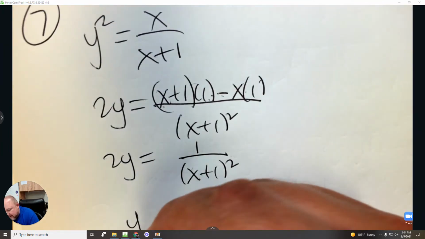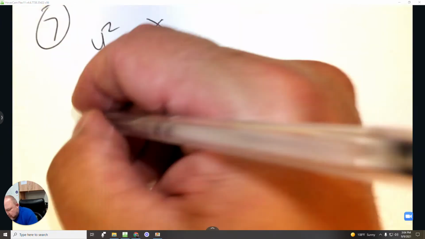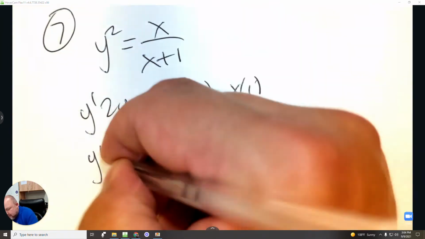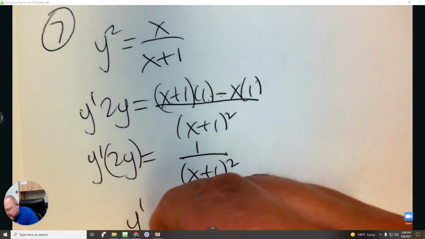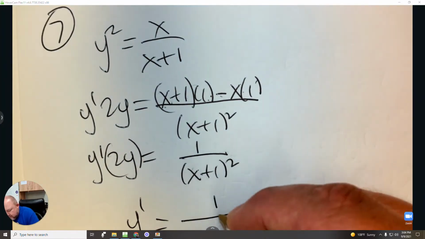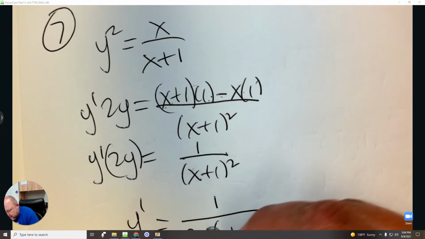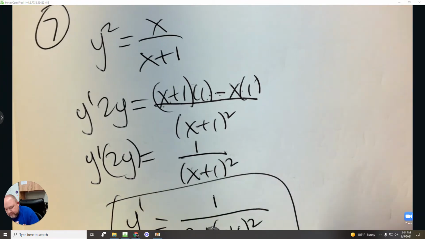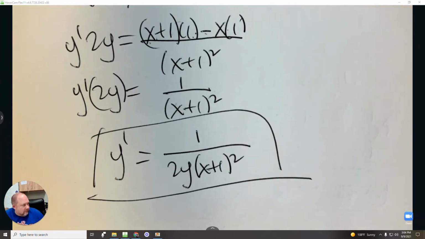When I divide, oh, where's the y prime here? When I divide by 2y, it just joins the other denominator when I divide it. And there's the answer for the derivative.